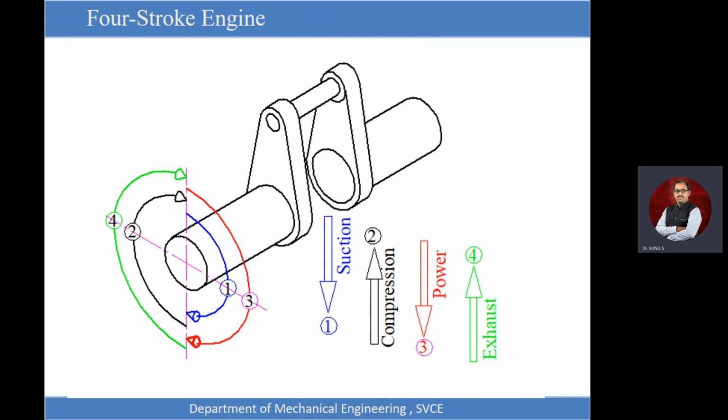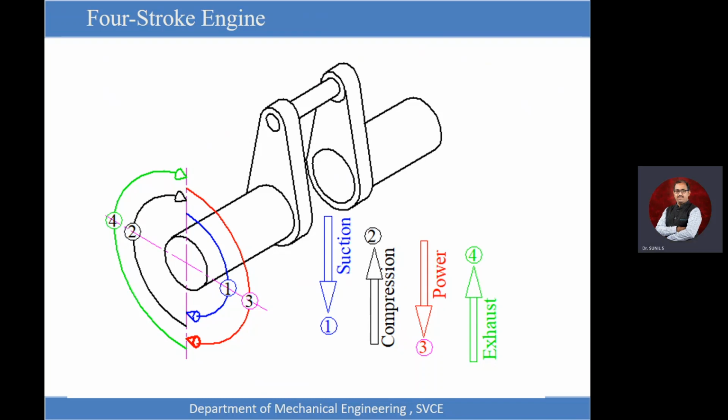1 revolution means it will be... 2 revolutions means 720 degrees of rotation of the crankshaft. 1 cycle will be completed. 1 cycle means once power will be developed. So why is it called a 4-stroke engine?